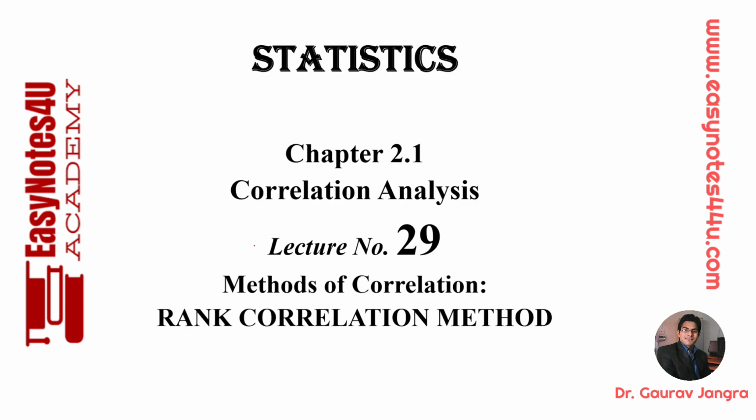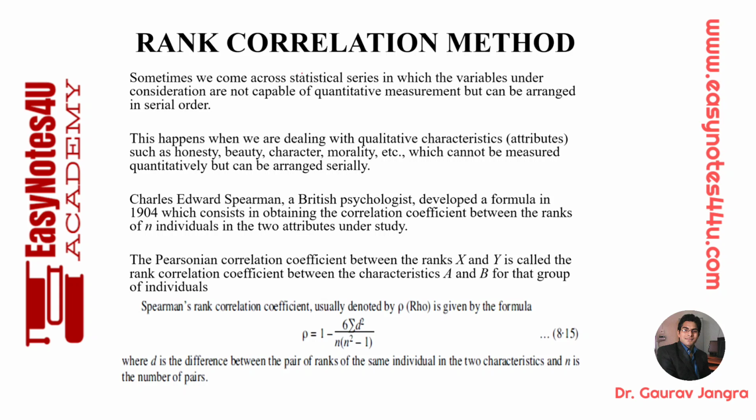Now the next is the rank correlation method, the Spearman rank correlation coefficient. Sometimes we come across statistical series in which the variables under consideration are not capable of quantitative measurement. Rank correlation is used for such qualitative information, while the Karl Pearson coefficient of correlation deals with quantitative measurement. It is used for qualitative characteristics or attributes such as honesty, beauty, character, morality, which cannot be measured quantitatively but can be arranged serially.